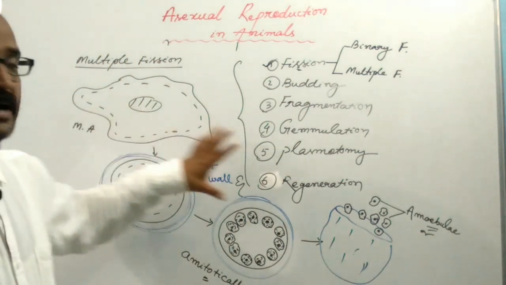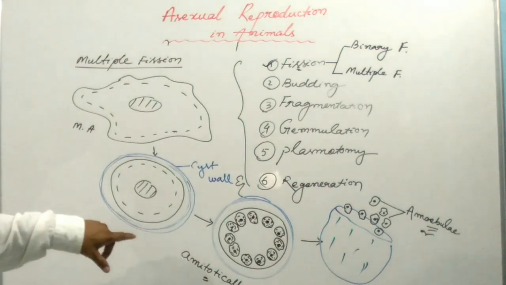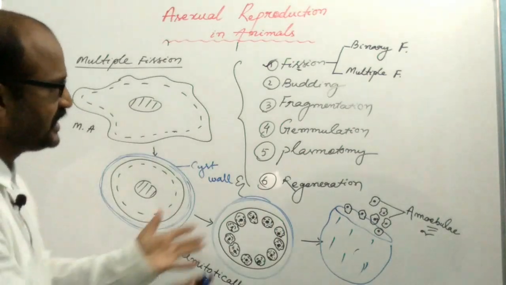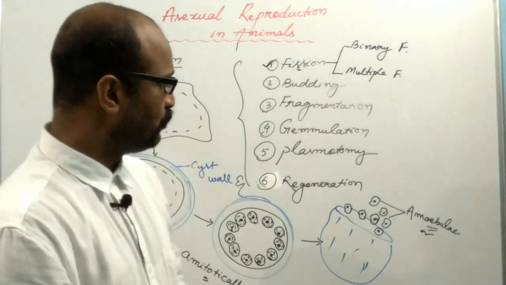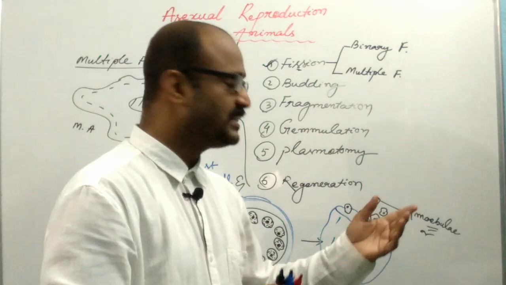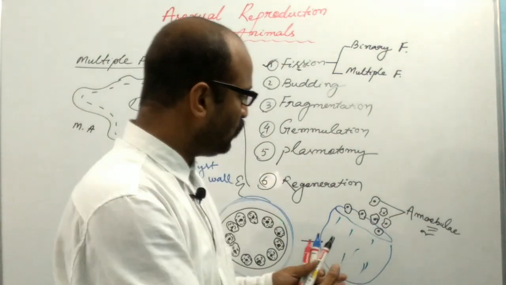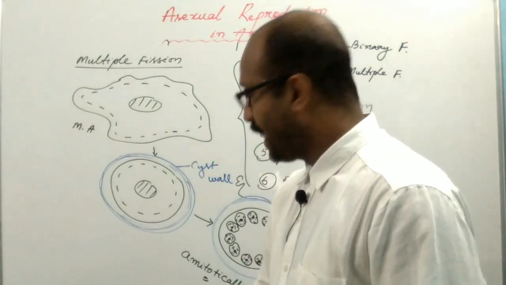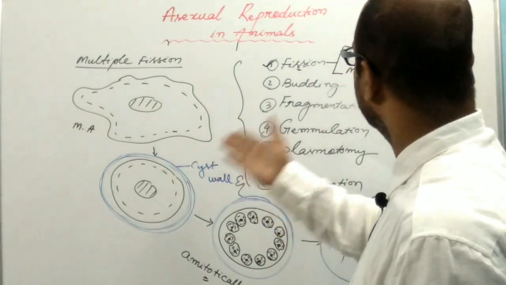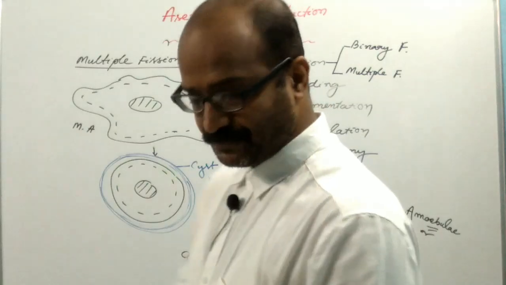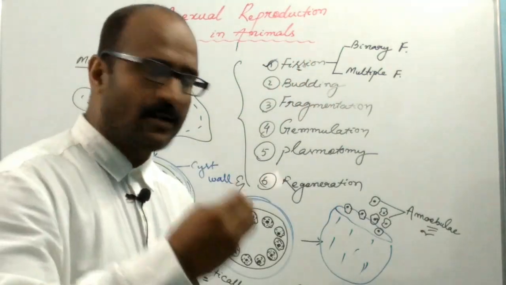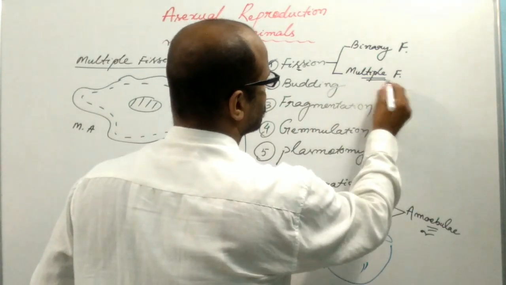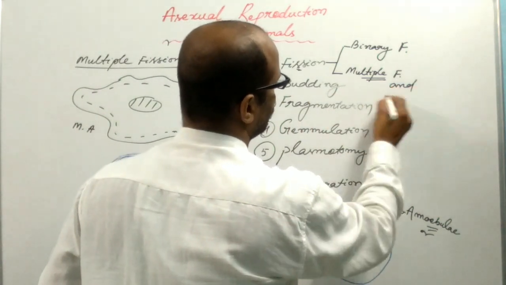So at the arrival of favorable condition, the break of the cyst wall takes place and the release of amoebulae or pseudopodiospores takes place. These amoebulae are now set free and lead an independent life. This process is known as multiple fission. There is a big confusion about multiple fission and sporulation.